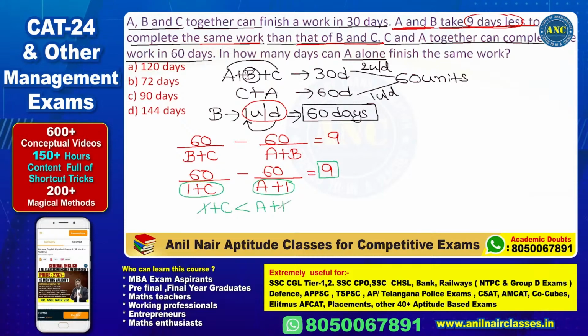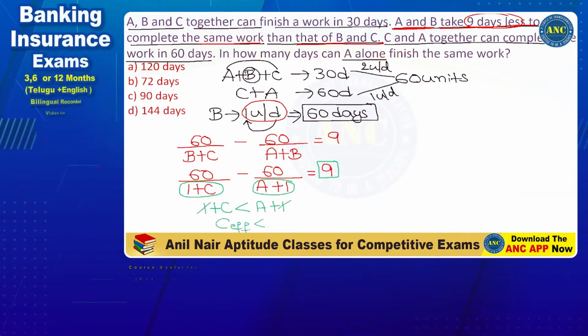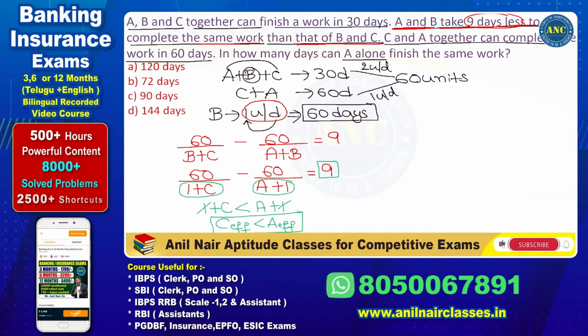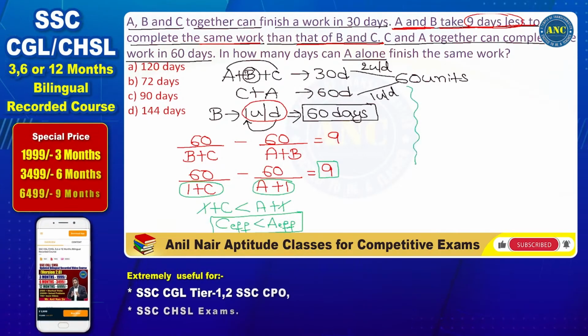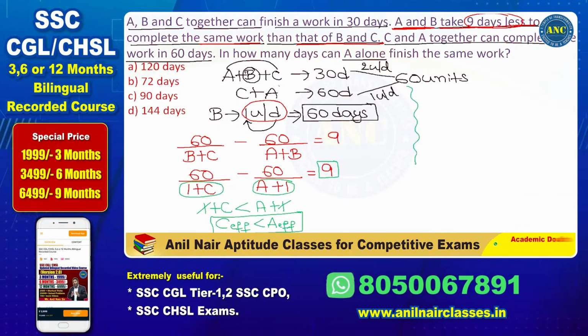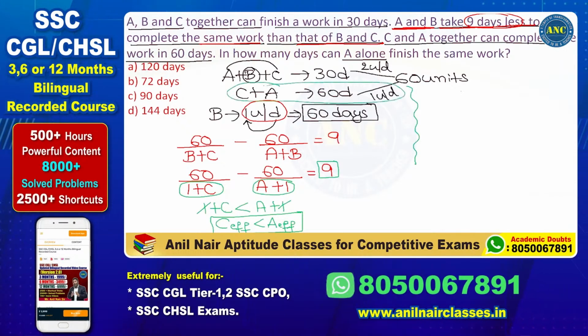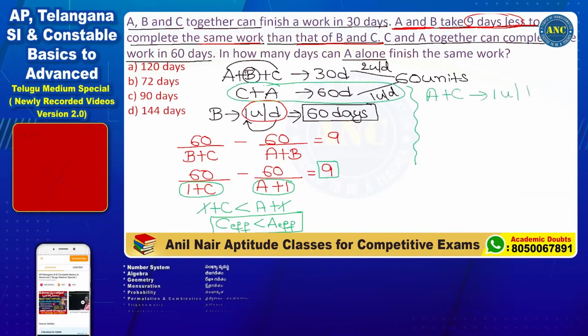And if you cancel that 1 on both the sides, C's efficiency should be lesser than A's efficiency, right? So one important observation in this question is that the efficiency of C is lesser than the efficiency of A, and we know that A plus C capacity is 1 unit per day.